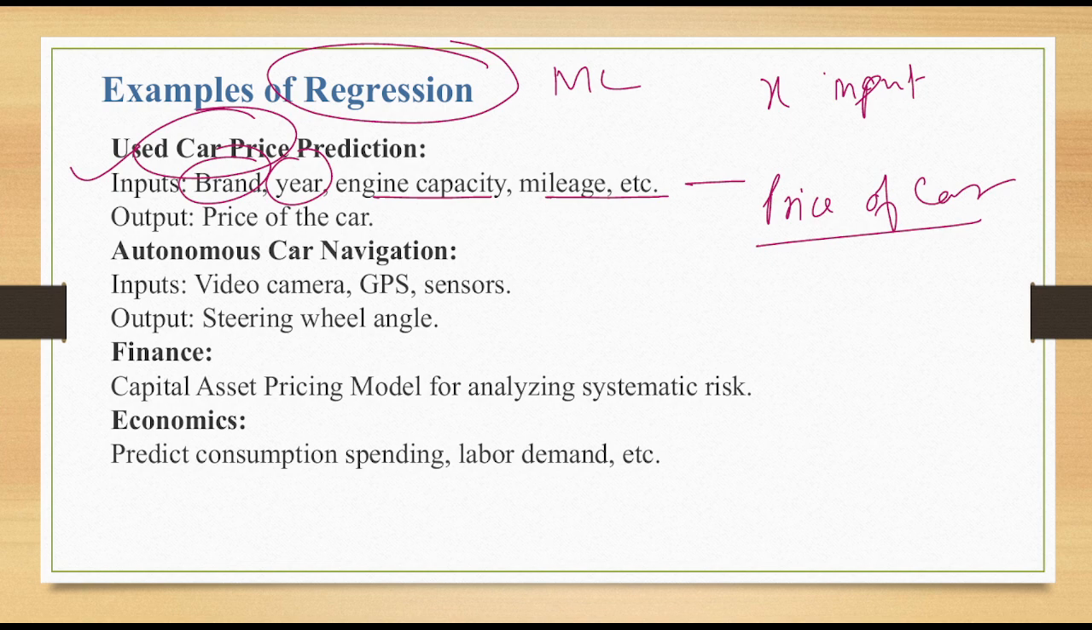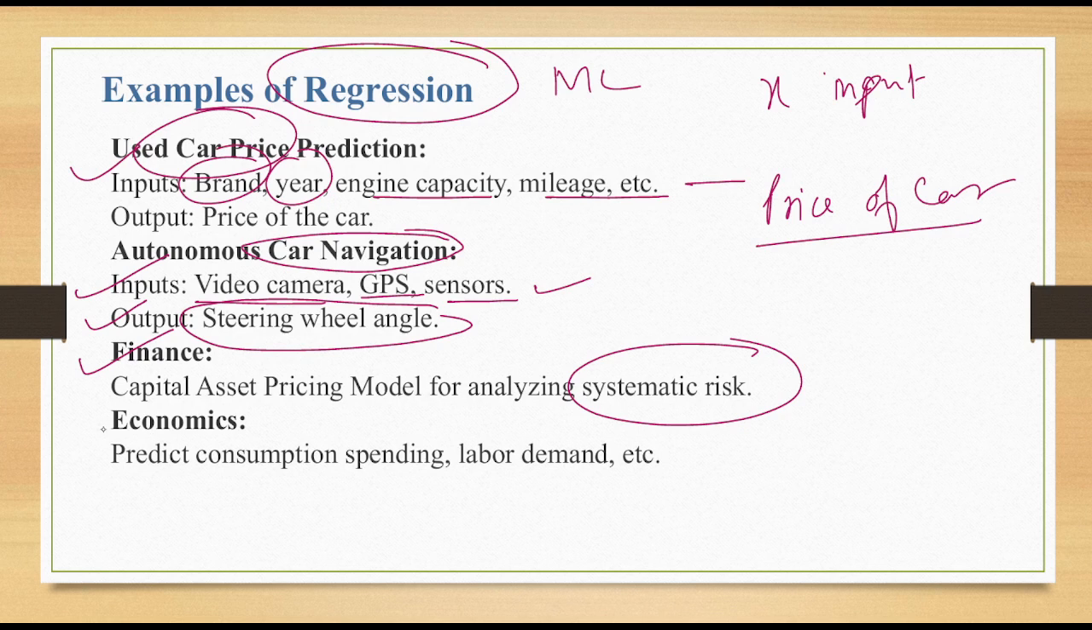Similarly, for an autonomous car navigation system, we have input variables, for example video camera, GPS, sensors, etc. With respect to these, we get the steering wheel angle as output, that is, at what angle the car should turn. Similarly, there are other applications in the finance area, for example the capital asset pricing model for analyzing systematic risk, and in economics, predicting consumption spending, labor demand, etc. So there are many applications of regression models in different domains. These are certain examples of regression.